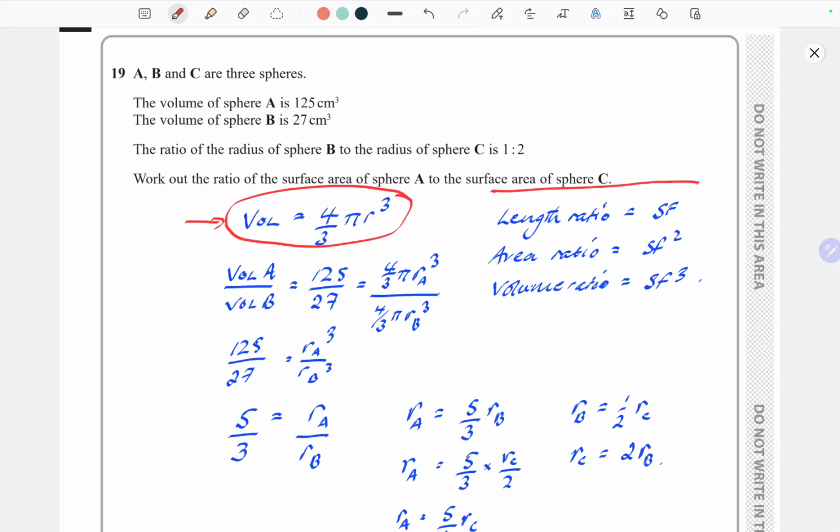This question is all about scale factors for lengths, areas, and volumes. Just to remind you, a simple length ratio is a scale factor. That's that one.